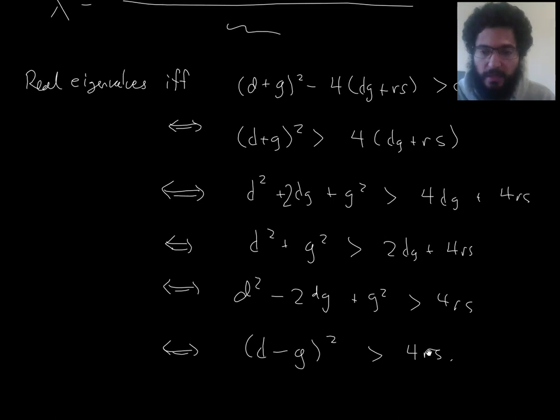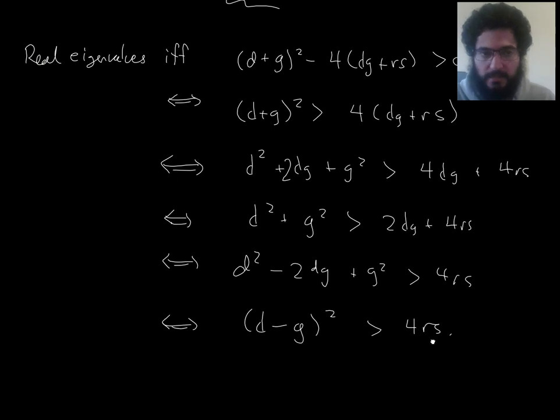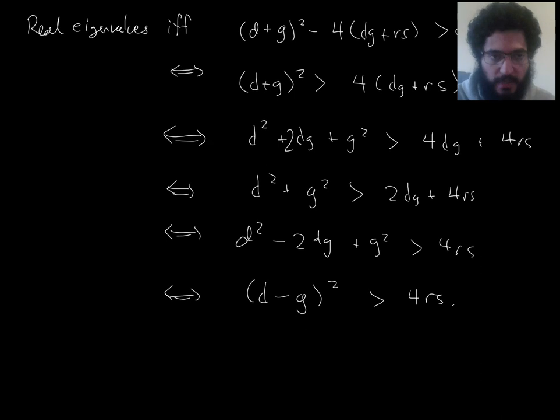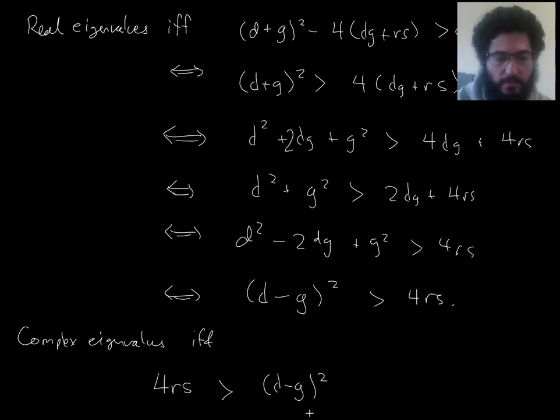Let's think about it this way. How about I write this? So you have complex eigenvalues if and only if the flipped version of the inequality holds. So maybe I'll even divide the 4 to the other side. So I can just think of this as being a statement about the product RS.